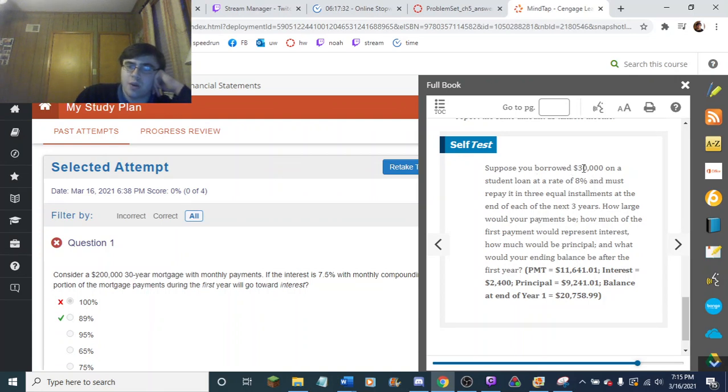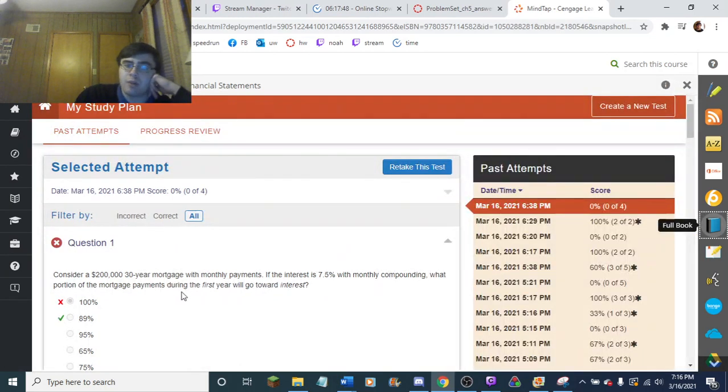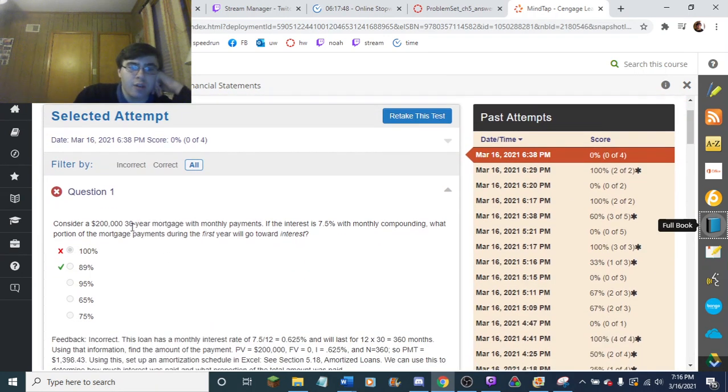Okay, suppose you borrowed $30,000. Blah, blah, blah. How large would your payments be? How much of the first payment would represent interest? Okay, so here's the problem. Instead of saying how much of one payment represents interest, they're saying how much of every payment during the first year goes towards interest. You really want me to add up every single payment during 1 year? I mean, it's only monthly payments, so it's 12 different payments.